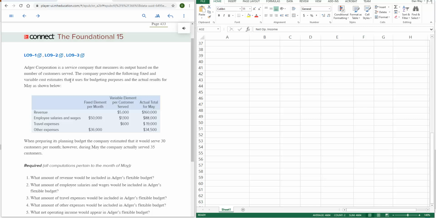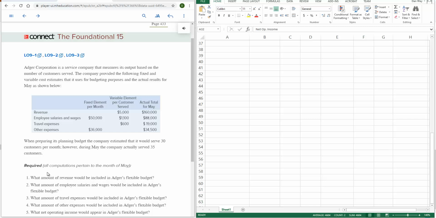So the setup said Adger Corp's a service company that measures its output based on number of customers. We know a whole bunch of information about expected revenue, employee salaries and wages, travel expenses, and other expenses. We also know that when preparing the planning budget for this particular period, the company had estimated it would serve 30 customers. However, during May, the company actually served 35.